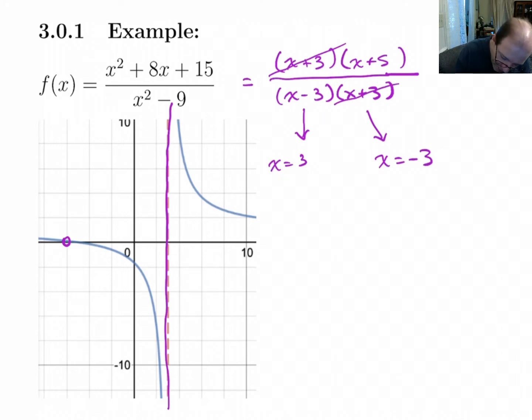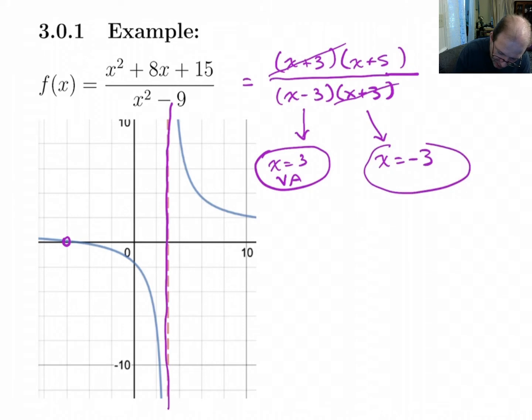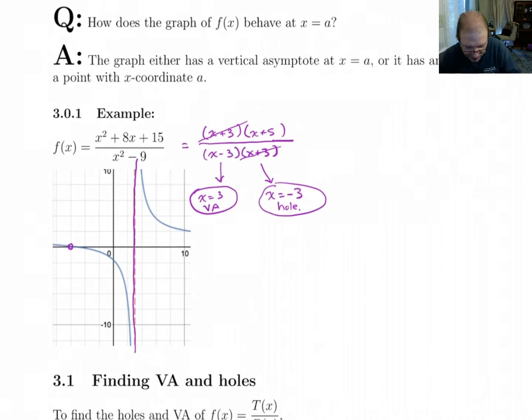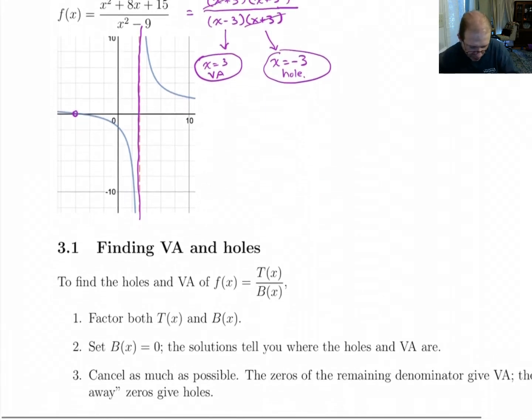Now, the one that remains here after the factoring, this gives us the vertical asymptote. The one that canceled away, this one gave us the hole. And so that's how you determine if you get a vertical asymptote or a hole.